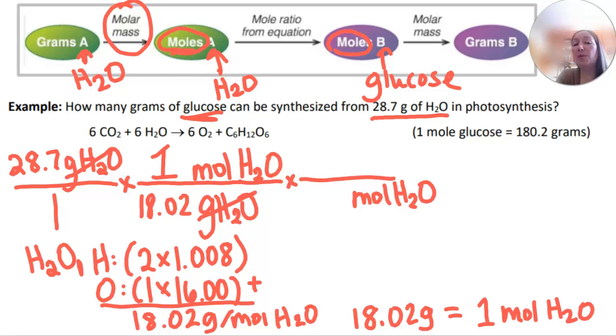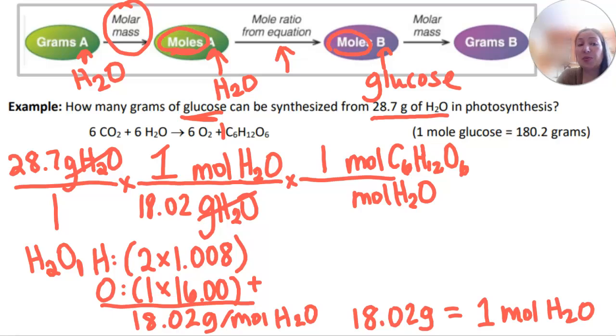So we have to first be in moles of water and use the mole-to-mole ratio, or coefficient, from the balanced equation. So we're going to get from moles of water to moles of C6H12O6. And we're going to look at the balanced equation and say, well, 1 mole of glucose is produced when 6 moles of water go into the reaction.